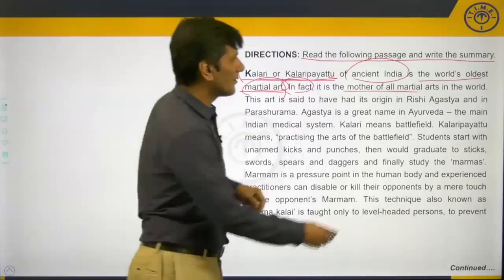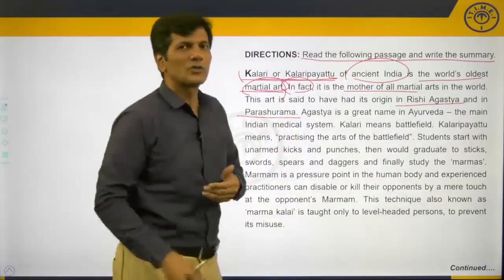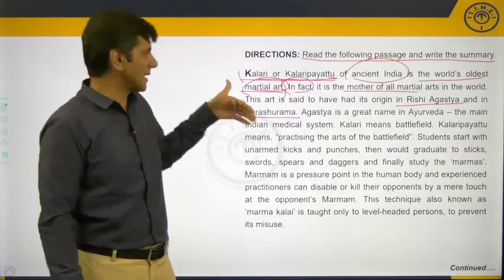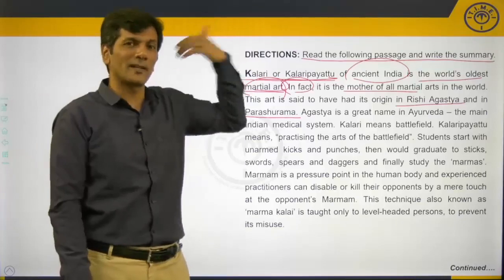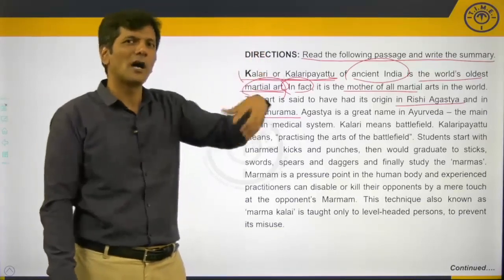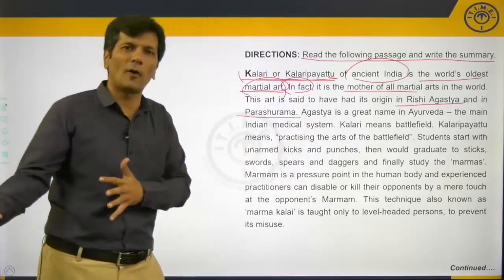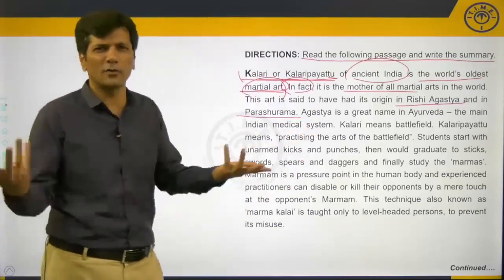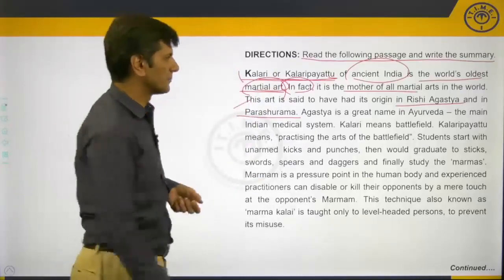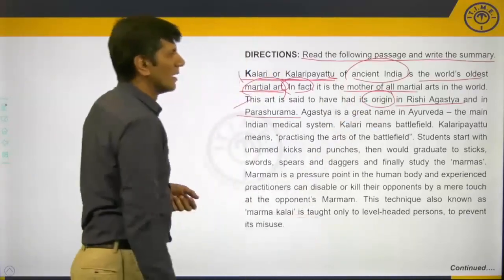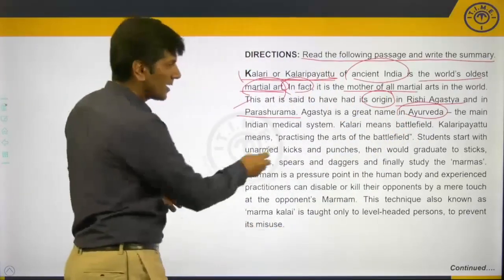This art is said to have origin in Rishi Agastya and in Parashurama. So, the origin of it. Is this now matching with what we anticipated earlier? Description of it, how old was it, how could it have developed, what are the different forms, relevance for today, and so forth. Let's see. So one point is origins of it. This is your key takeaway. Agastya is a great name in Ayurveda now. So there's another point, the main Indian medical system.